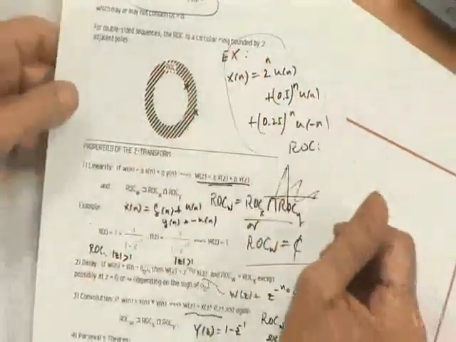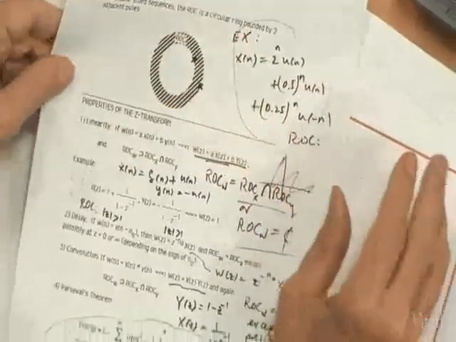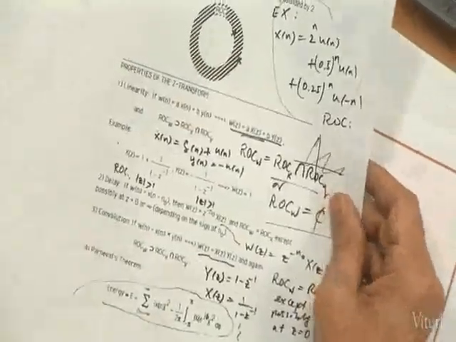Poles can bound the region of convergence. There can lie a pole just inside or just outside the region of convergence, but there can't be any singularities or poles inside the region of convergence. So that's what we talked about. We talked about several concepts last time.